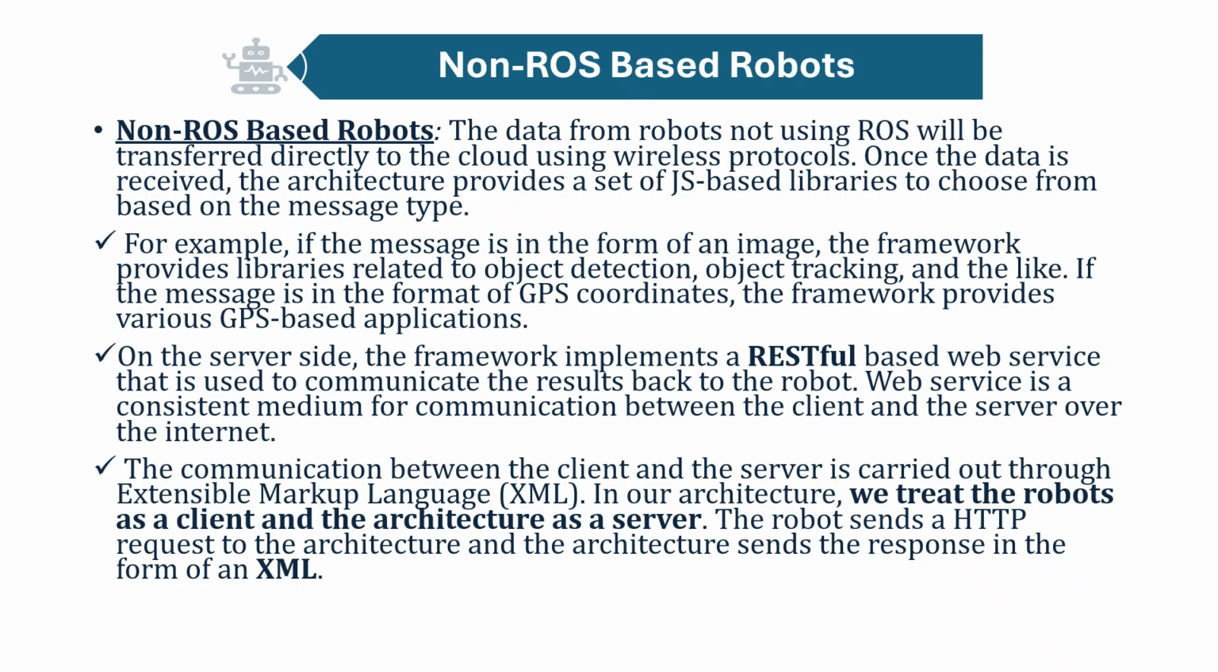The robots are treated as the client, I told you many times, and the architecture is regarded as the server. So how does the robot send a request to the architecture? In the form of HTTP. That means an IP address is sent to the architecture, and the architecture responds in the form of XML, that means extensible markup language. The output is given by the architecture in the form of extensible markup language. I hope you understood it.